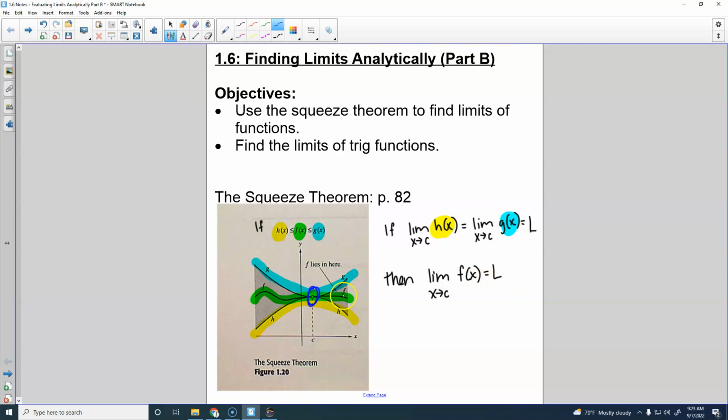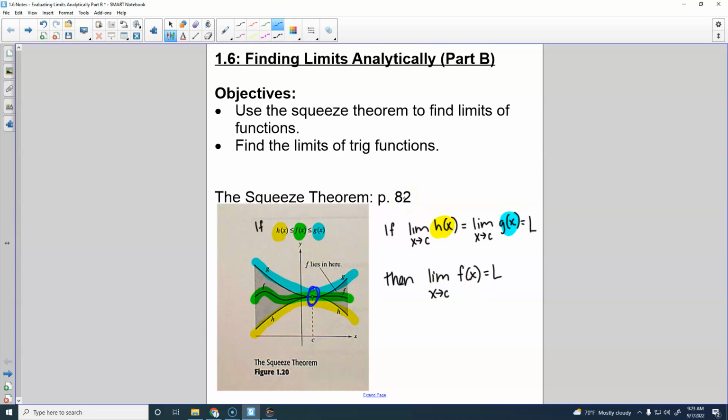Okay? Which kind of makes sense because g is always on top, h is always on bottom. If they both come together and meet right there in the middle, then f is the function in between, so it's sort of squeezed in between those. And for this to be true, that h of x is less than or equal to f of x less than or equal to g of x, then f has to also go through that same point right there. So this is called the squeeze theorem.